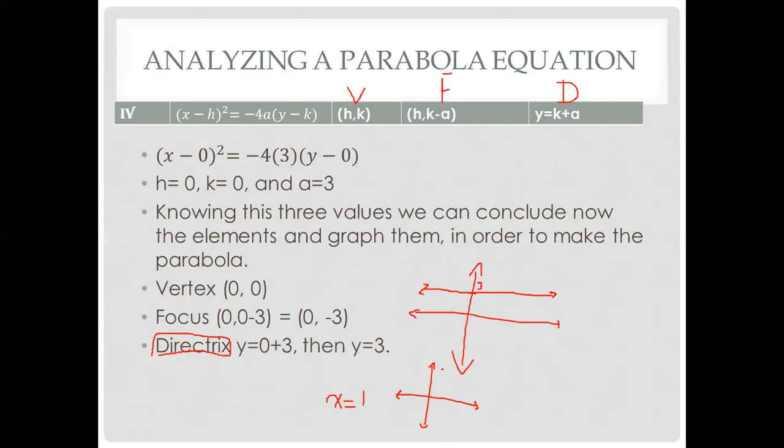And the idea of having x equals 1 is that you're going to have a vertical line that passes through 1. This idea is very important to keep in mind because it's going to be useful at the moment to graph the directrix. Knowing this information, now we can pass to a Cartesian plane in order to see how to make the graph of this parabola.